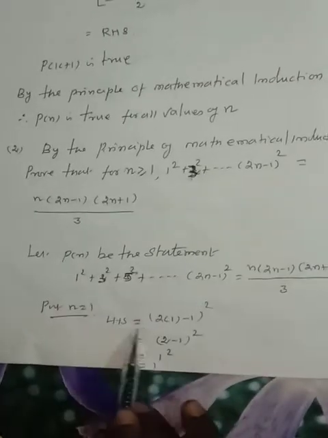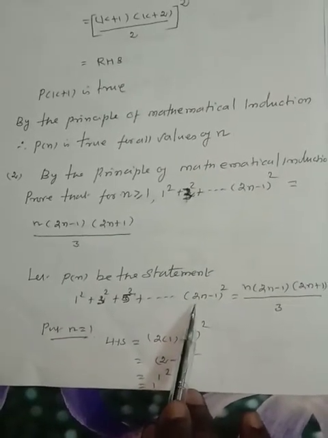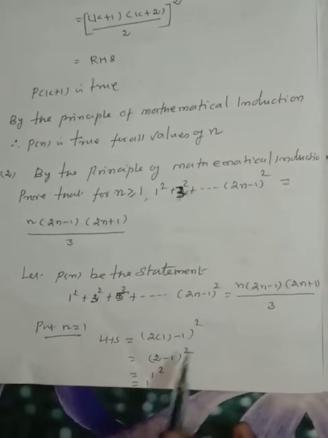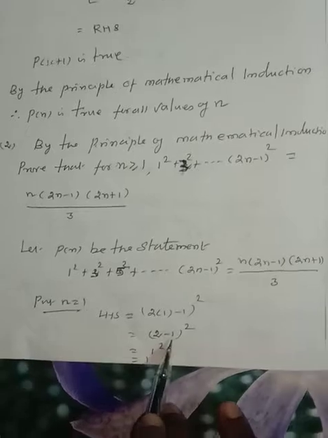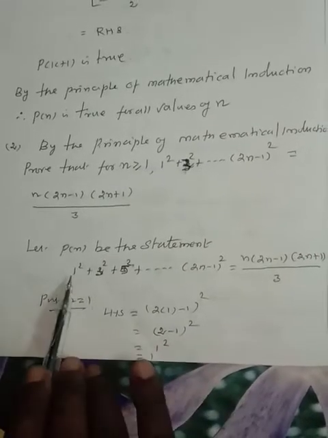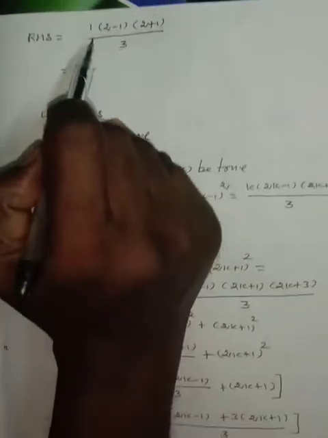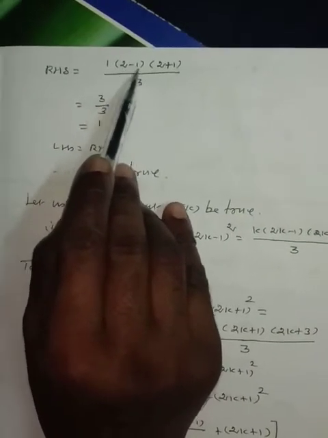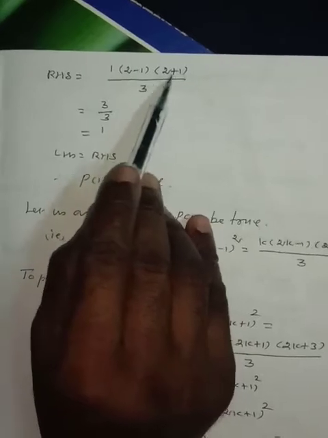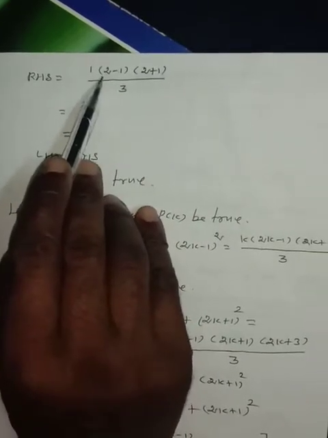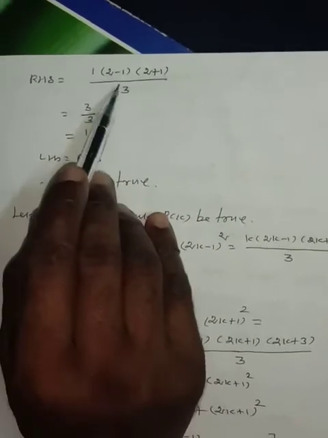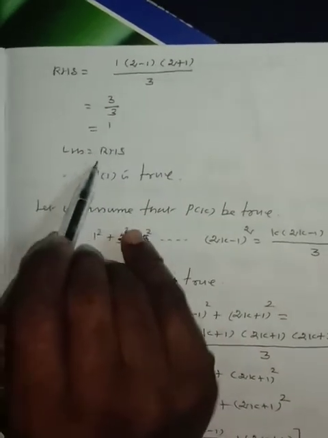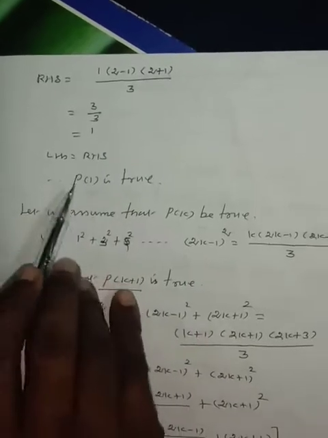LHS first term is equal to 2 into 1 minus 1 whole square. So 2 minus 1 is 1, and 1 square is 1, which is the first term. Put n is equal to 1: 2 into 1 is 2, minus 1 is 1; 2 into 1 plus 1 is 2 plus 1, which is 3. So 1 into 3 divided by 3. Cancelling we get 1. So LHS equal to RHS. P of 1 is true.